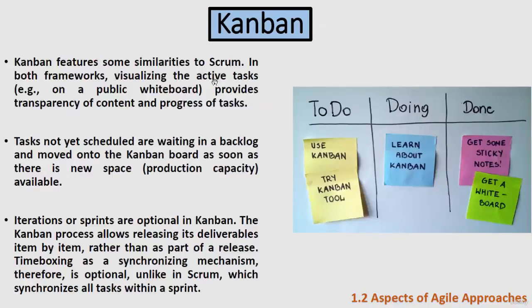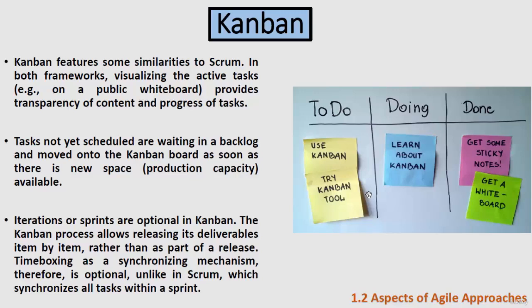Kanban has some similarities with Scrum because in both frameworks we visualize the active tasks on a board so that we have transparency. So transparency is a common thing between Kanban and Scrum. Any task that is not yet scheduled, that we don't have space for it in our Kanban board, can wait in the backlog. It's like the product backlog that we talked about in Scrum.